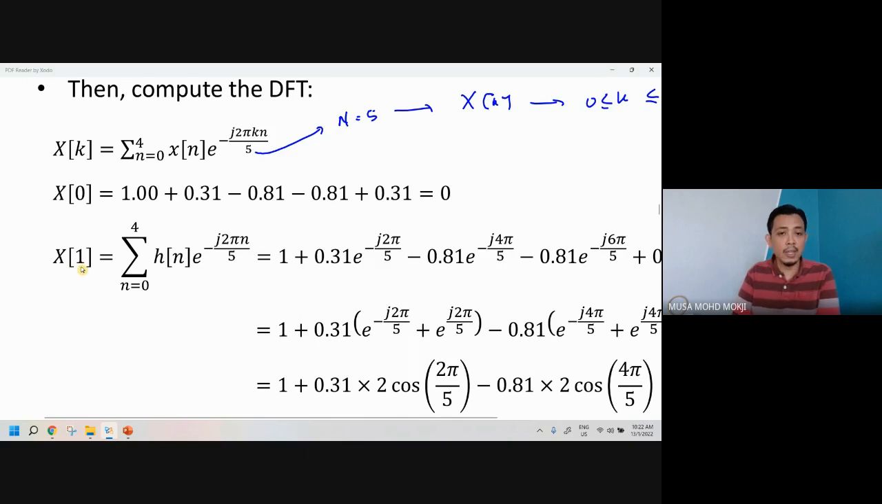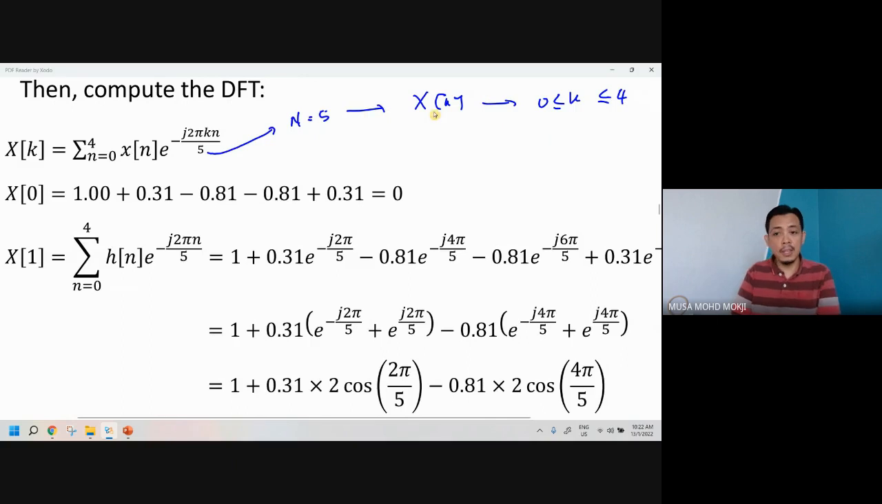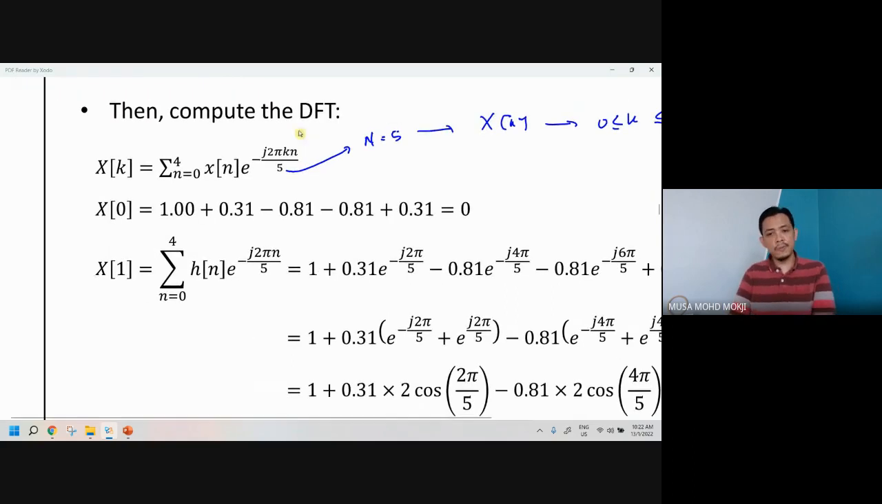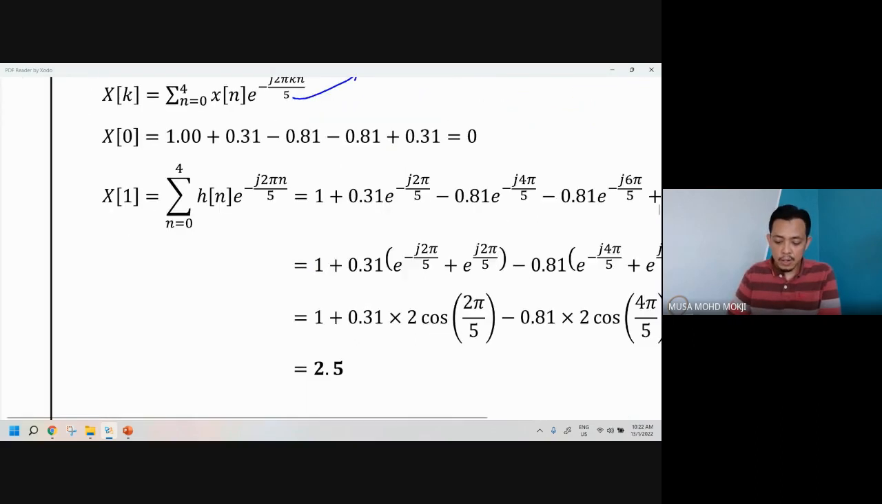So next, let's move to x1. This is where k equals to 1, because we need to find xk from 0 up to 4. Why? Because the n is equal to 5. If this n is equal to 10, you need to find x0 up to x9. So that depends on the n. And again, why do we choose 5? Because 5 is the minimum value that we can choose for this example. Right? Okay, so then we plug in the value again.